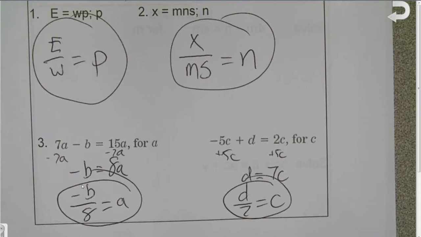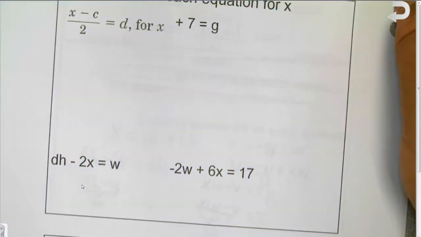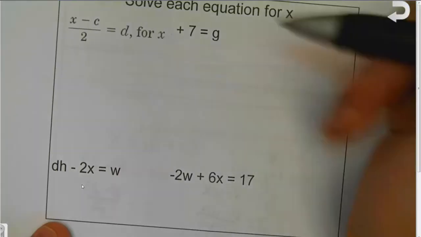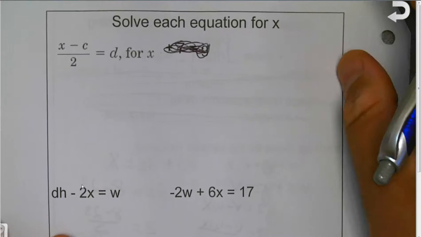Okay, so in the top 2, all I had to do was divide by whatever was connected to the letter I was looking for. In the bottom 2, I had to get everything lined up together and then divide by whatever was connected to the letter I was looking at. So negative b divided by 8, d divided by 7. Pretty straightforward. Don't freak out. It's okay. Don't worry about this one. A little bit off kilter there.